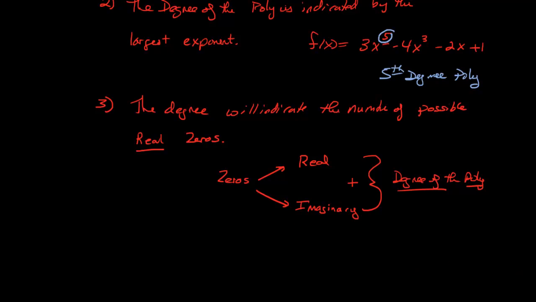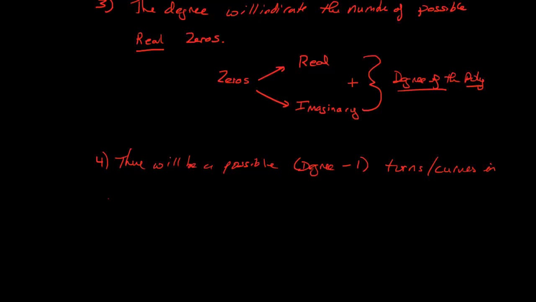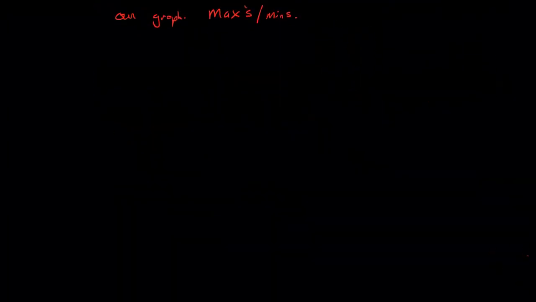Then they're going to be a little bit more explicit, and they're going to tell you that there will be a possible degree minus 1 turns or curves in our graph. These turns or curves are usually defined in terms of maxes and mins. Let's look at an example here.